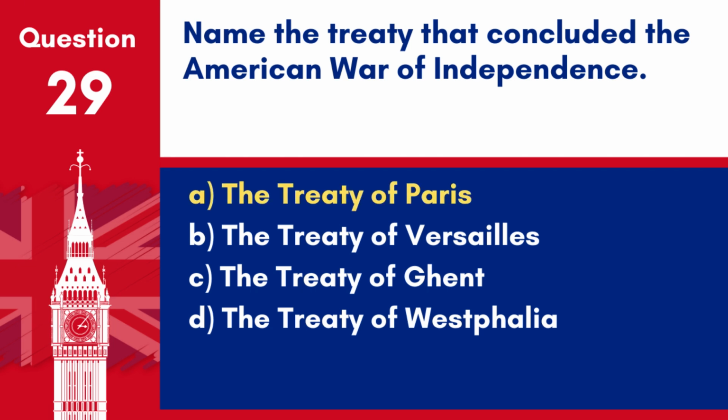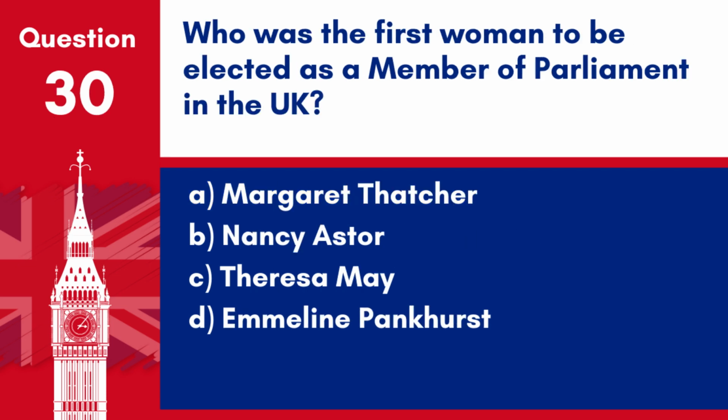Answer: A. The Treaty of Paris. The treaty that concluded the American War of Independence was the Treaty of Paris. Question 30. Who was the first woman to be elected as a Member of Parliament in the UK? A. Margaret Thatcher. B. Nancy Astor. C. Theresa May. D. Emmeline Pankhurst.